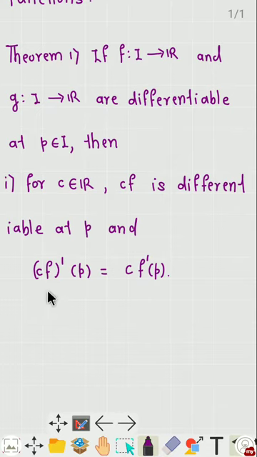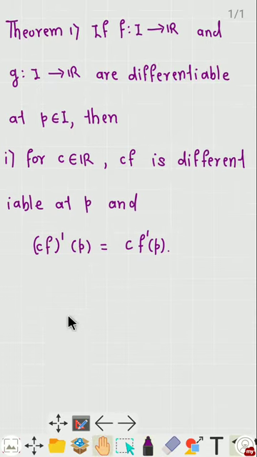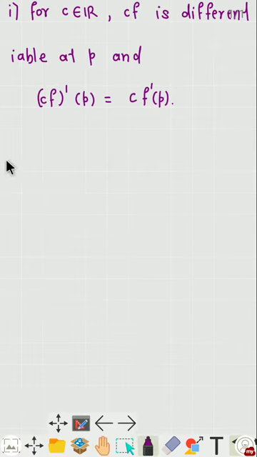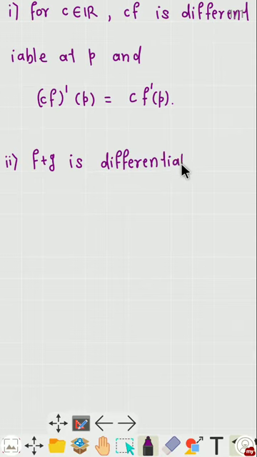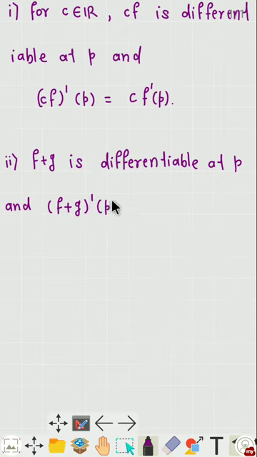So this is our first statement of this theorem, and now we write the second statement: the addition of f and g is differentiable at P, and derivative of f plus g function at point P is equal to derivative of f at point P plus derivative of g at point P. So this is our second statement.